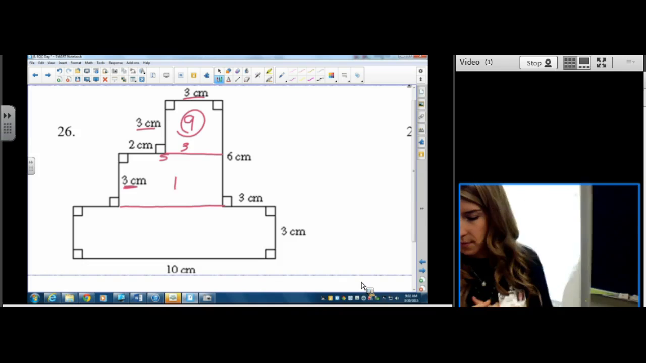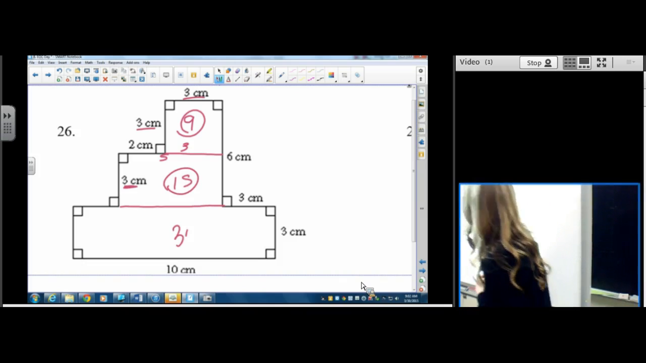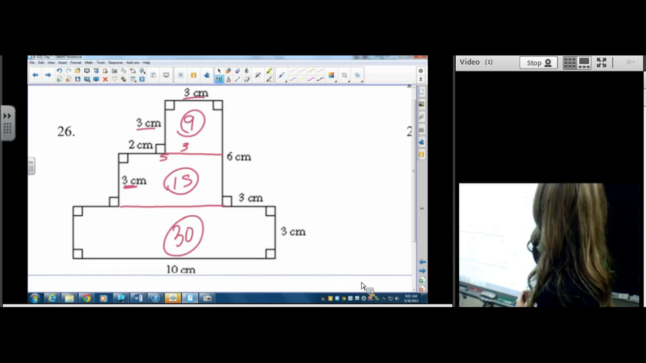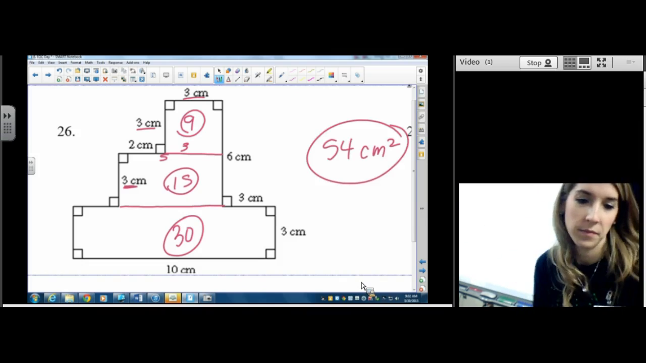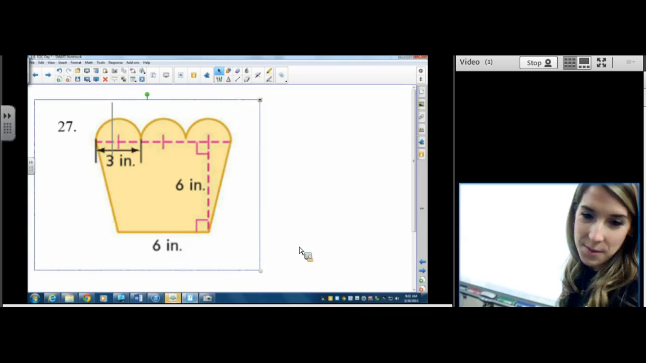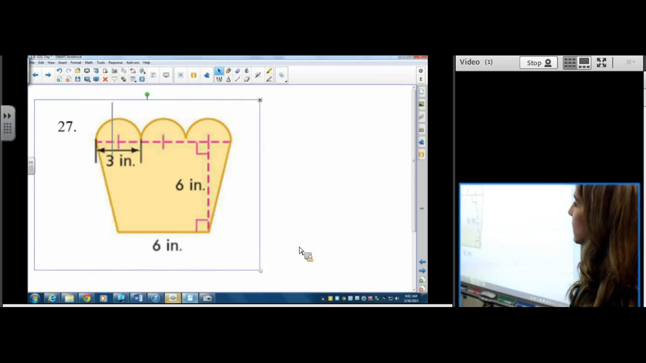15. So we've got 9. We've got 15. And this one's 3 by 10. Whoa, that's the easiest one we've done all day. 30 plus 15 plus 9. Nice to have a mental break on that one. Last one! Woo! 27.